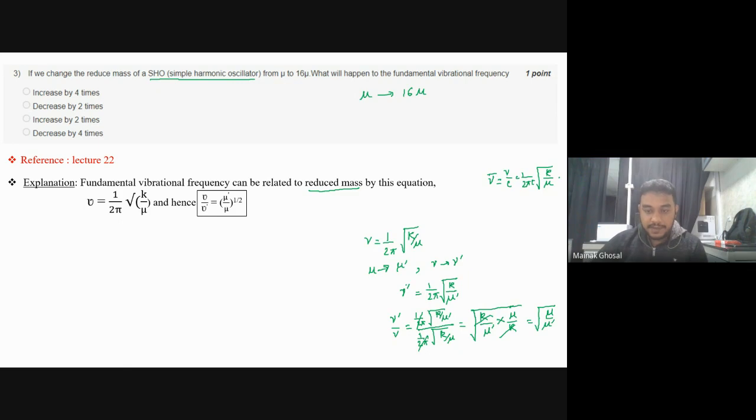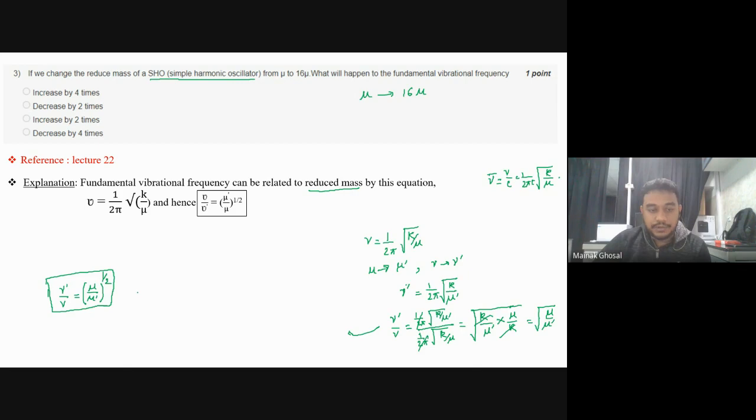So I am writing this final relation here, that your nu prime by nu will be mu by mu prime raised to the power half, right? You have got this relation. Nu prime by nu is equal to mu prime by mu, whole to the power half.